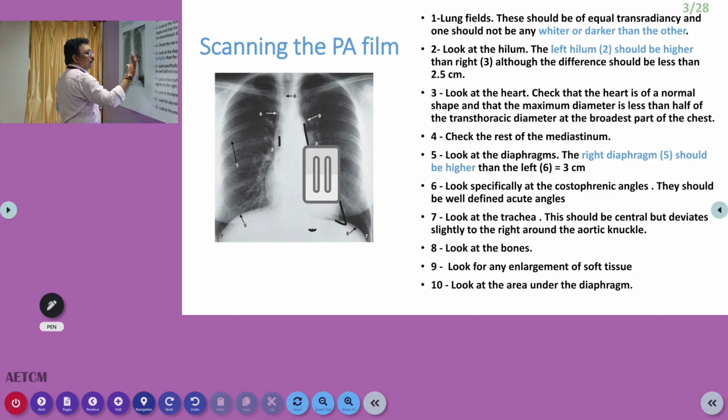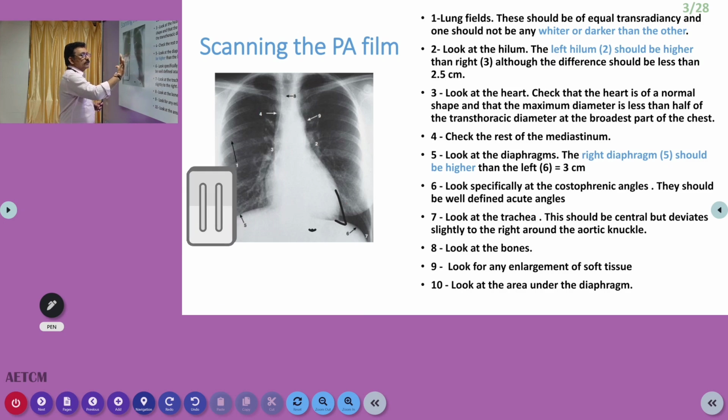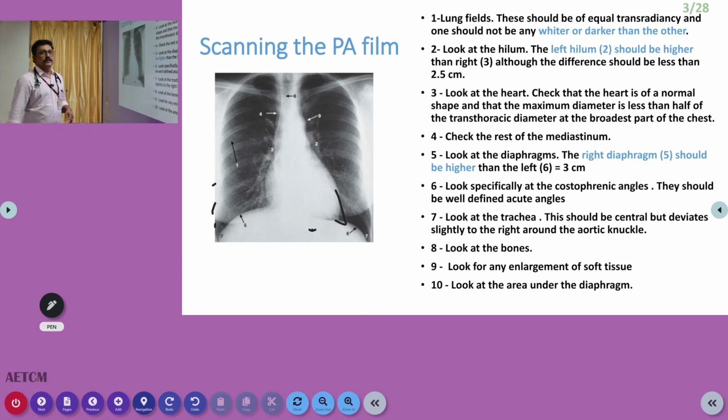Suppose you are seeing one diaphragm that is unusually high. That may be due to enlargement of the liver, some other mass, or collapse of the lung. All these things can produce unusual elevation of the diaphragm on the right side. Otherwise, there can be a minimum elevation of up to 3 centimeters.